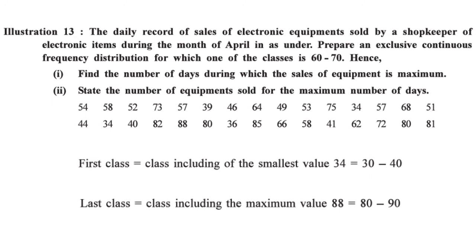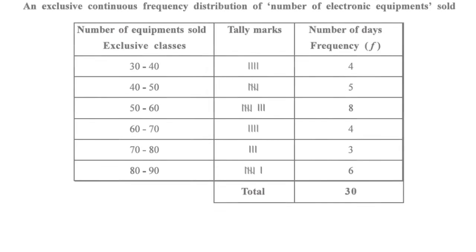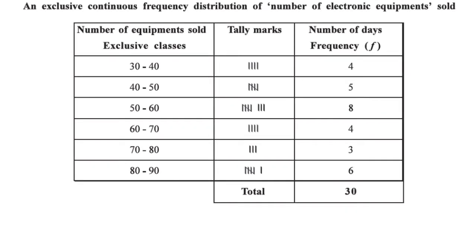What I want you to do now is pause this video, tally mark all these observations in your notebook, and find the frequency distribution. Once you are done with that, resume the video, and I will show you the exact answer which you should get. Now, this is the answer which you should have got: 30 to 40 is 4, 40 to 50 is 5, 50 to 60 is 8, 60 to 70 is 4, 70 to 80 is 3, and 80 to 90 is 6.